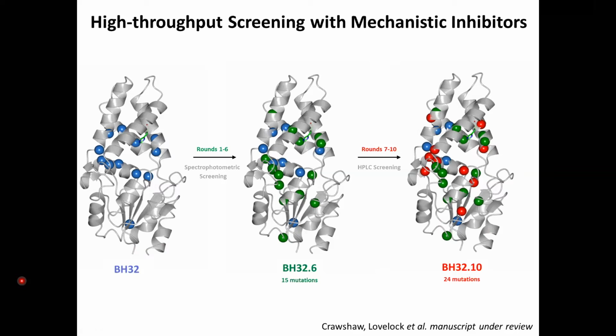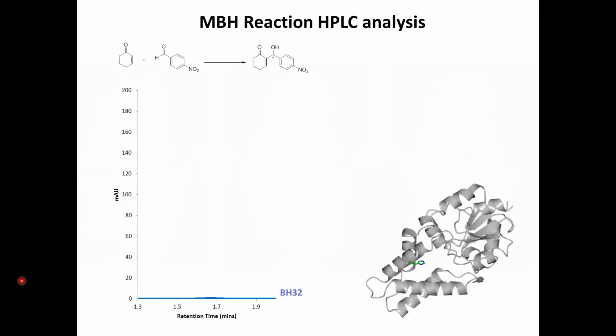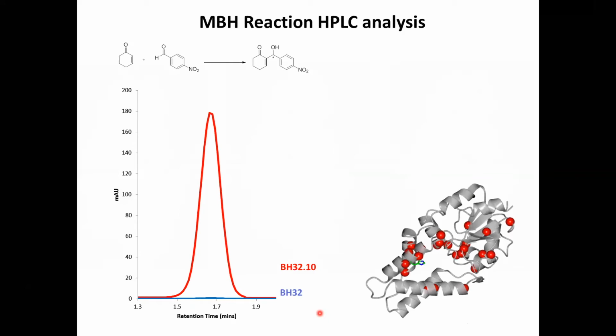Of course, the important thing is the effect on catalytic activity. So here we're looking at HPLC traces again. What you can see on the bottom here, this little blue blip, is the activity of BH32, which was the starting computational design. So we can probably see where this is going: if you now install those 24 mutations from evolution, you can see a dramatic change in activity. And of course, these reactions are run under identical reaction conditions.